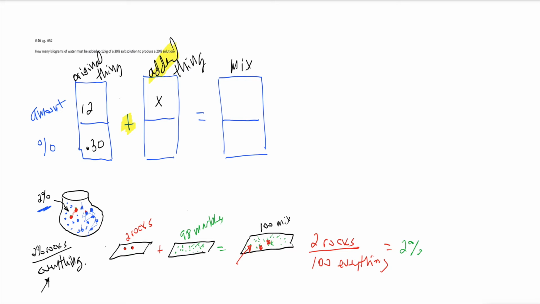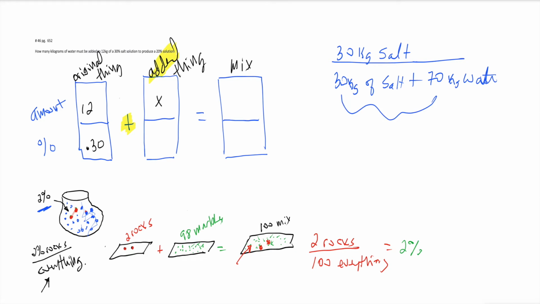So when you have a 30% salt solution, that means for every 30 kilograms of salt, it's going to be over 30 kilograms of salt plus 70 kilograms of water. That's how you get your 100. So with a 30%, the number on the bottom includes both the salt and the water. That percentage means how much of the solution is salt. So it says how many kilograms of water must be added to 12 kilograms. So you have 12 kilograms of a 30% solution.